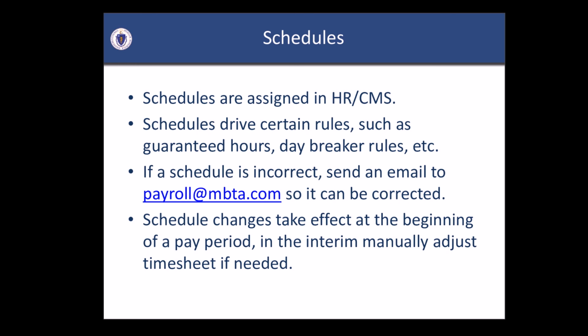The reason for that is if you change schedules in the middle of a pay period, you're going to see some really funky stuff on the timesheet. We have seen it in the past. Sometimes you can even trigger payroll errors if the schedule isn't correct or if there's been a schedule change. So don't freak out if you send an email to payroll@mbta.com with a schedule correction and you don't see it right away. It's usually because it's effective at the beginning of a pay period. What you can do in the meantime is manually adjust the timesheet to reflect the correct hours that the employee has worked.